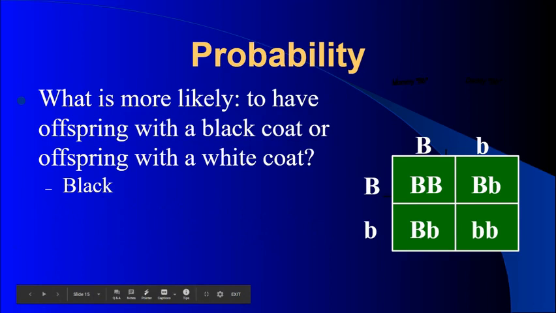So then, probability wise, what is more likely? To have offspring with a black coat or offspring with a white coat? Well, if we look at our boxes, we have more boxes that are showing the possibility of being dominant and having a black coat than being recessive and having a white coat. So there is a higher chance of our offspring having a black coat. It's actually 75%, and only a 1/4 probability, or 25% probability, of having recessive.